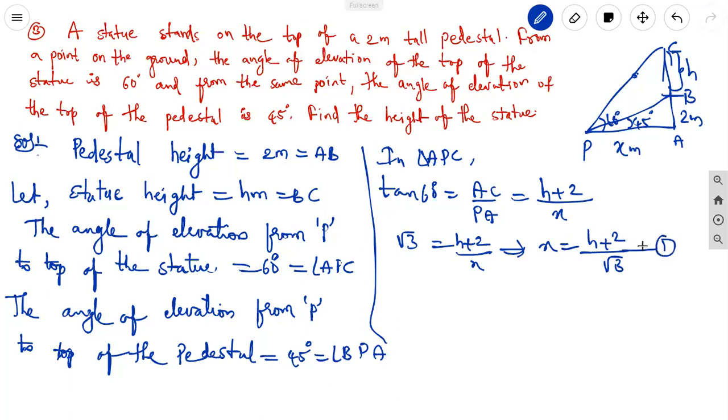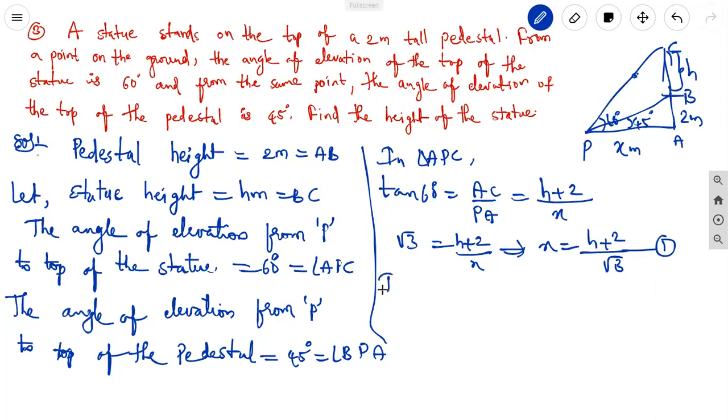Why? Because they didn't ask for the distance from the pedestal foot to the point. They are not asking about that distance. They are asking only about the height of the statue. So we can take X common in the two angles and equate the two values. Then we get the height of the statue.